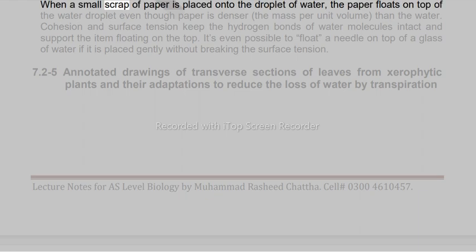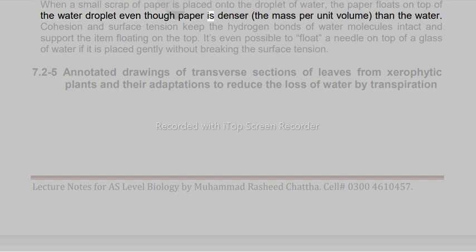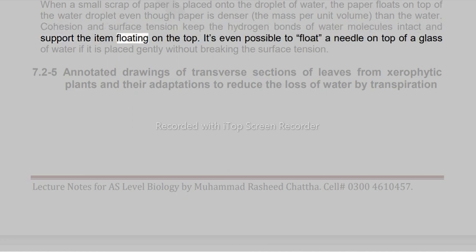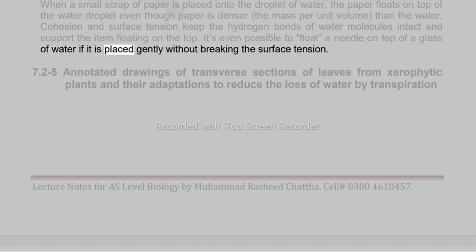When a small scrap of paper is placed onto the droplet of water, the paper floats on top of the water droplet even though paper is denser, the mass per unit volume, than the water. Cohesion and surface tension keep the hydrogen bonds of water molecules intact and support the item floating on the top. It's even possible to float a needle on top of a glass of water if it is placed gently without breaking the surface tension.